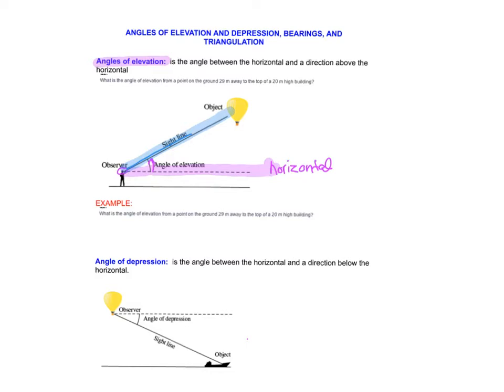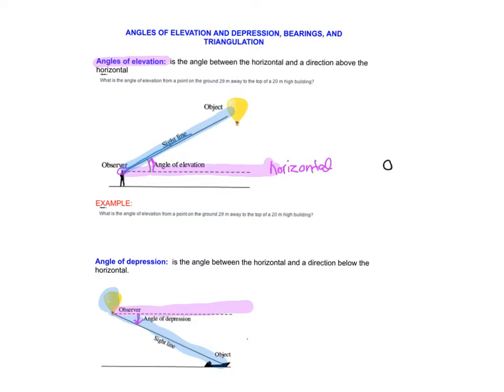When you look down, say from this balloon down to the ship, that would be the line of sight, and here's the horizontal line. So when you're measuring the angle, it's from the horizontal to the line of sight. We need to know this because they might give us some worded questions.